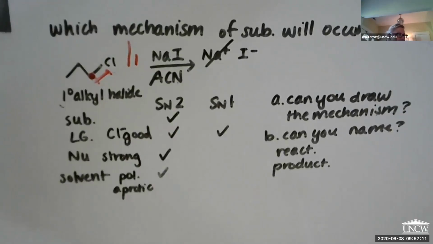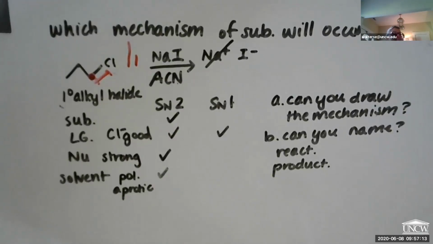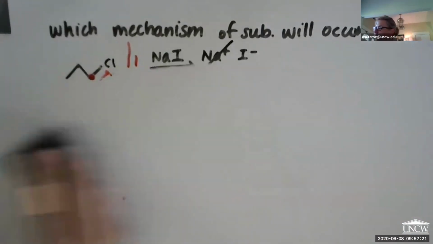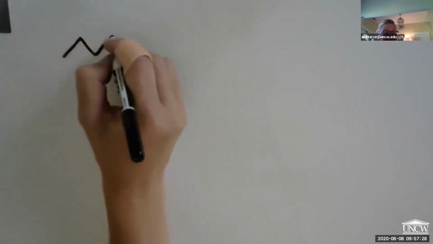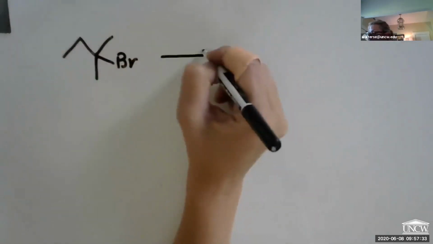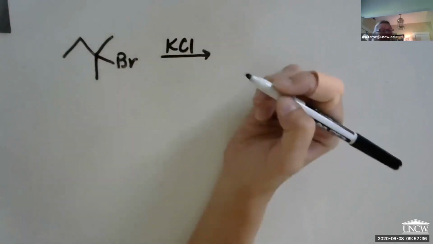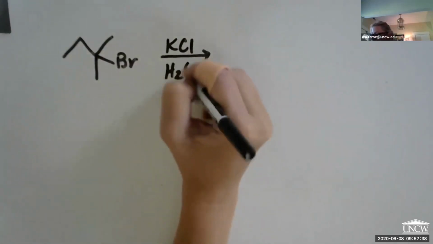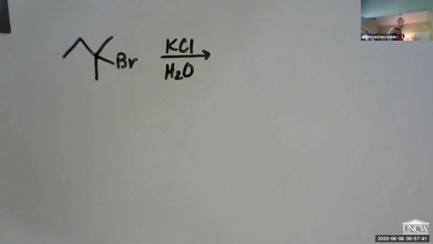Okay, I'm going to give you one more. I'm going to give you one to do on your own, and then we'll do one more together, and then we can start our review. Okay, same thing I want you to do that we did on the last one, but I want you to take this substrate in KCl and water. And I want you to determine which mechanism, SN2 or SN1, dominates. Okay, I'll be right back.